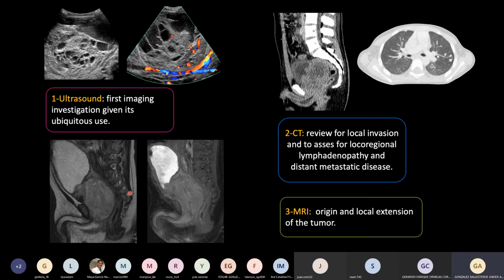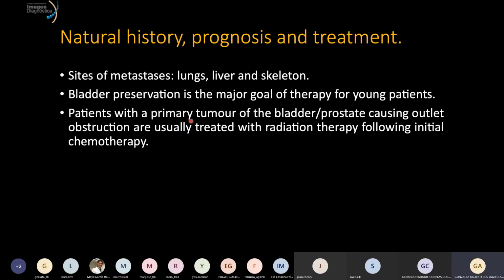When are we going to perform the MRI? The MRI is going to be performed in case of suspicion of bladder invasion or rectal invasion. These patients, as I mentioned, have metastasis to the lungs, liver, and skeleton. And the goal of the treatment is bladder preservation. That's why we have to make an early diagnosis for the best prognosis of the patient.